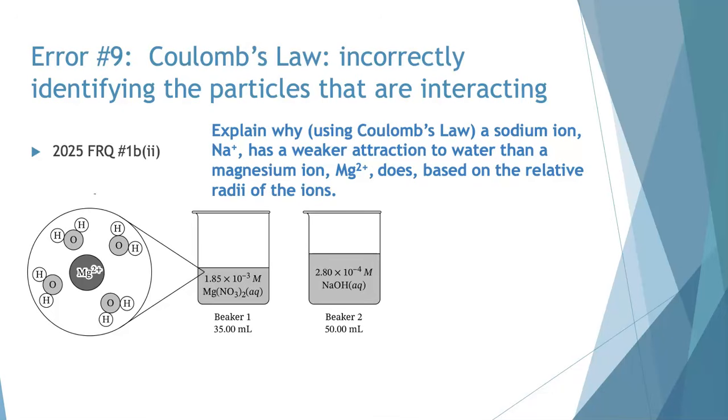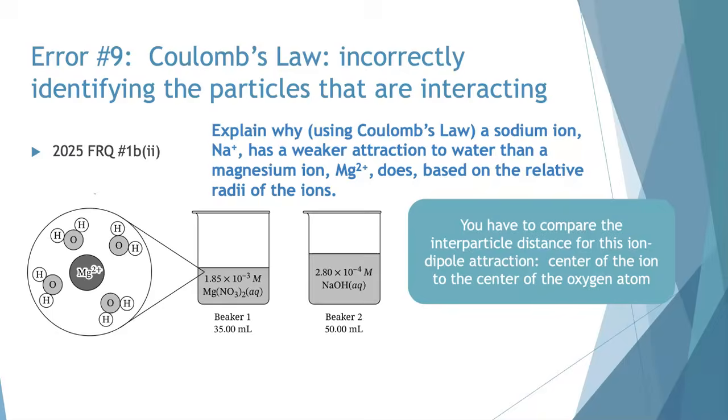The next area I want to talk about is Coulomb's law. You need to correctly identify the particles that are interacting. Still in free response question number 1 from the 2025 exam: explain why, using Coulomb's law, a sodium ion, Na+, has a weaker attraction to water than a magnesium ion does, based on the relative radii of the ions. So Coulomb's law, we know there are two things that affect the strength of that attraction, right? It's the charge magnitude of the ions and then also the distance between the particles. And this part is really focusing on the distance between the particles. And that's what you have to talk about in your answer to a question like this.